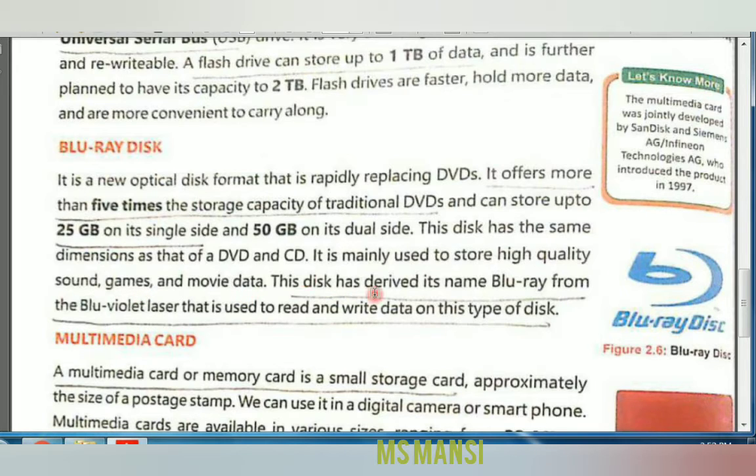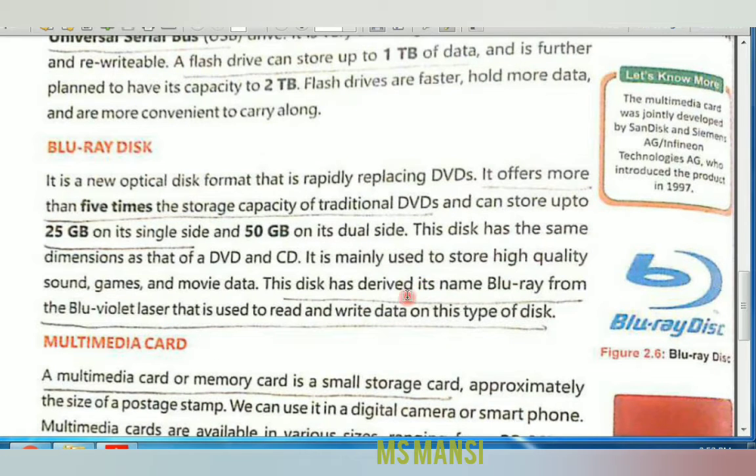The disc has derived its name from blue. So where did the disc derive its name Blu-ray from? From the blue violet laser that is used to read and write data on this type of disc.